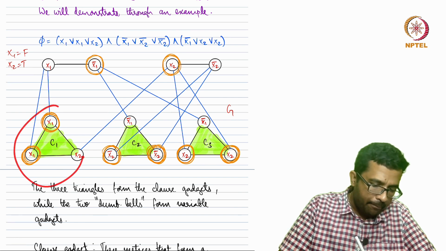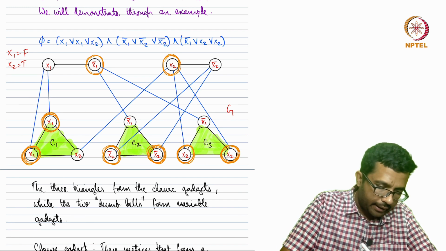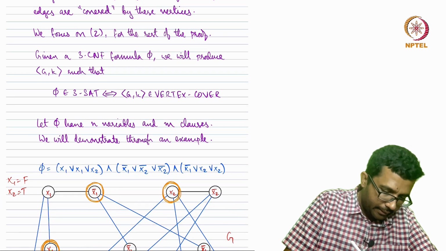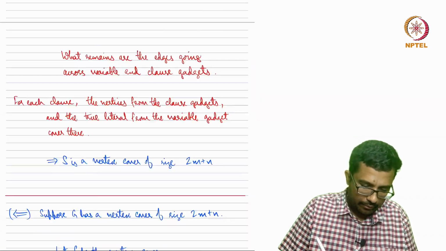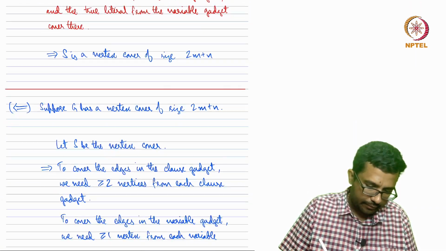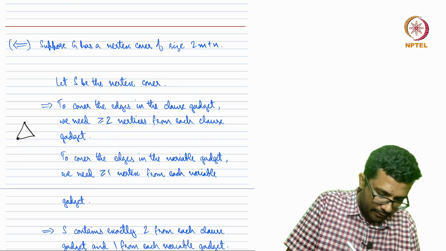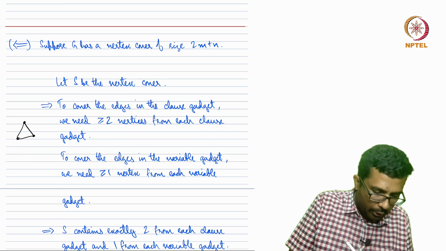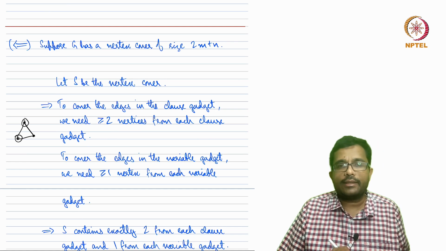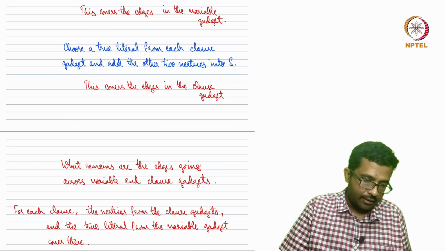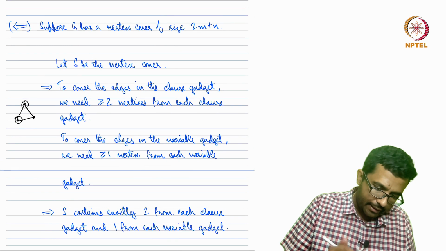There are these m clause gadgets. Now if I need to cover a triangle, like this, these 3 edges, we need to pick 2 out of these 3 vertices. So any clause gadget, we need at least 2 vertices coming out of it in the vertex cover, and any variable gadget, right?